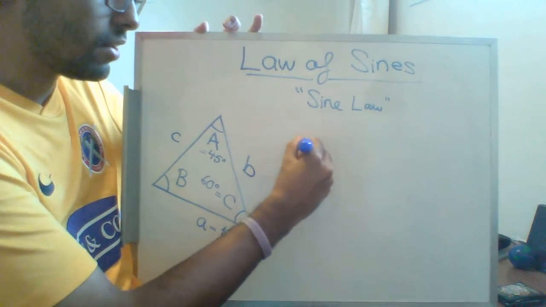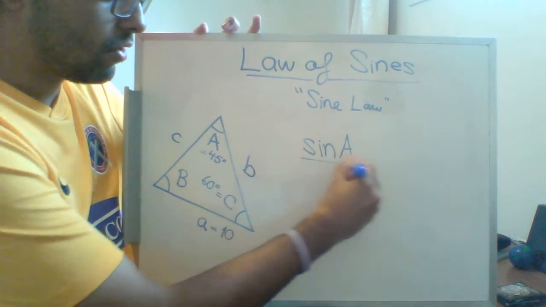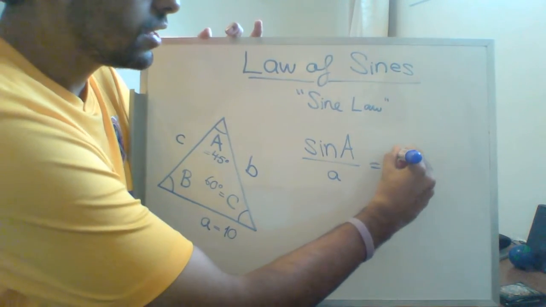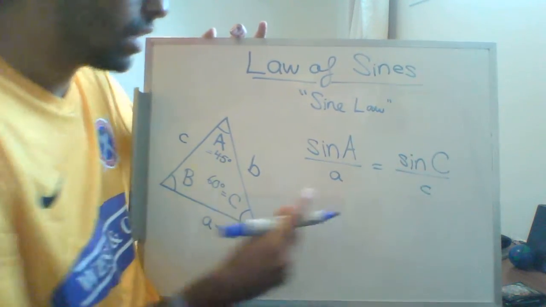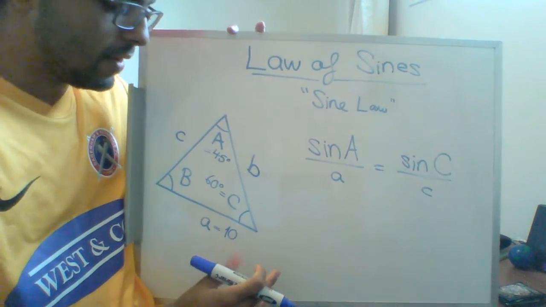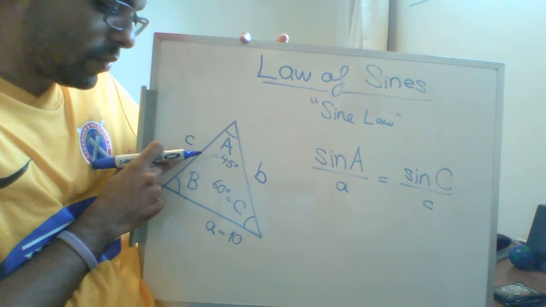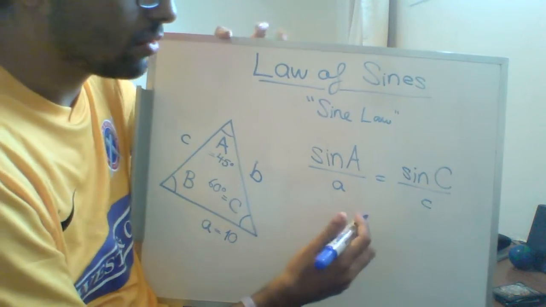Okay, so if we write out our sine law, then we get sine A over little a is equal to sine C over little c. We're not really interested in B right now, so we just want to figure out what is going on with side C, how long it is.